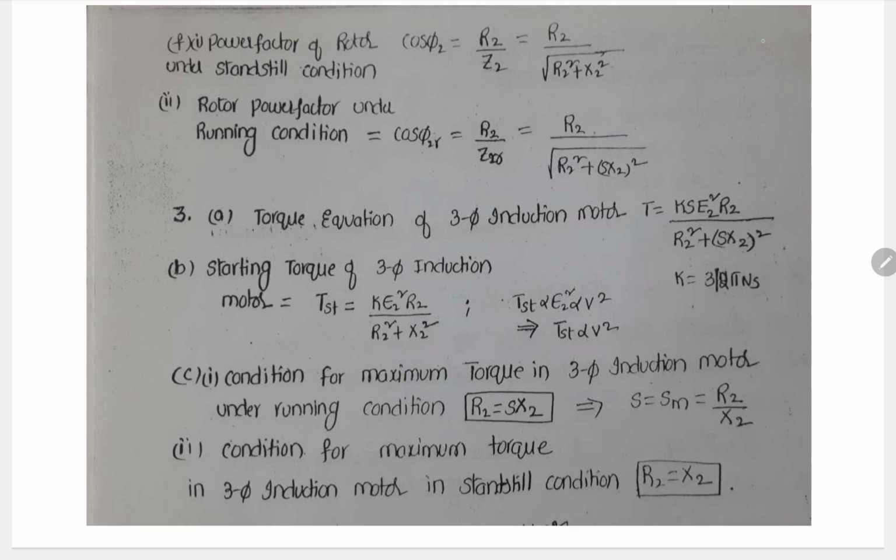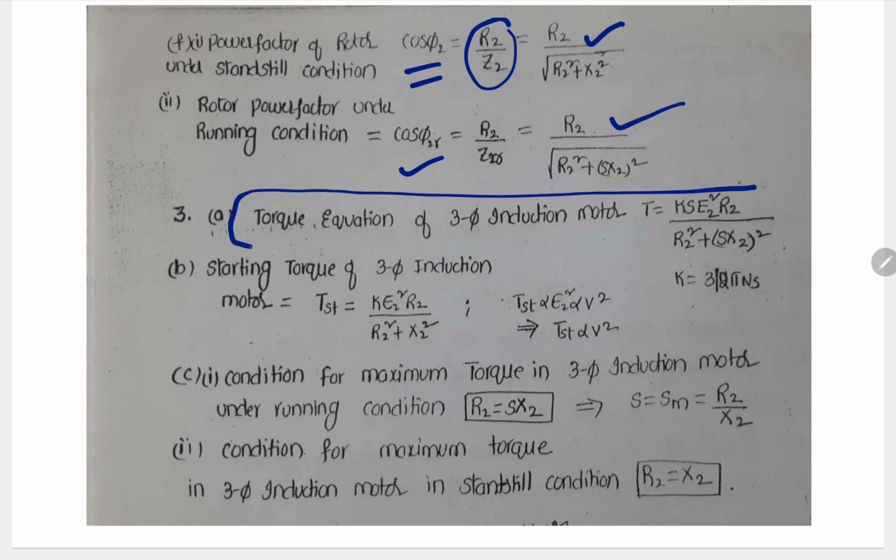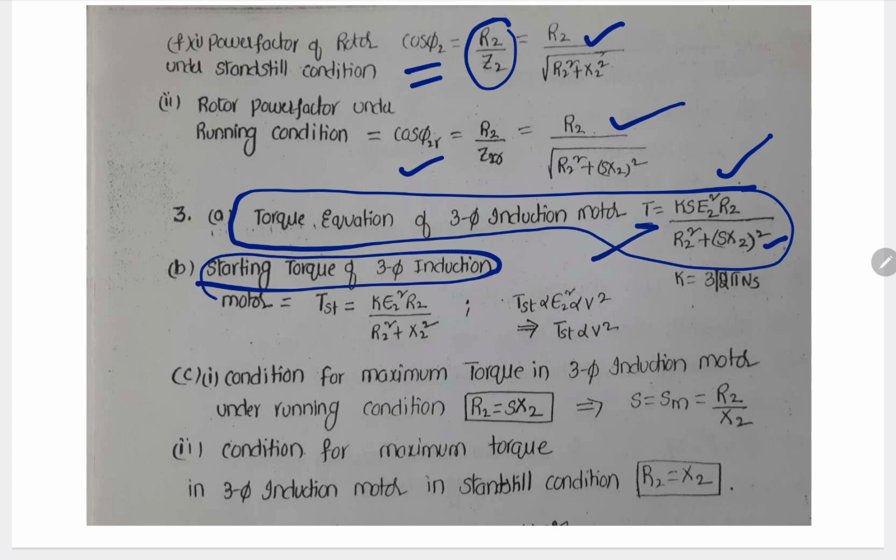Next, rotor power factor is equal to R by Z. So rotor means R2 divided by Z2, and under running condition, this is R2 divided by root of R2 square plus (sX2) whole square. And again, a very important thing is the torque developed by the induction motor: K s E2 square R2 divided by R2 square plus (sX2) whole square. For starting torque of the three-phase induction motor, substitute s equal to 1 here, then we will get the formula K E2 square R2 by R2 square plus X2 square.